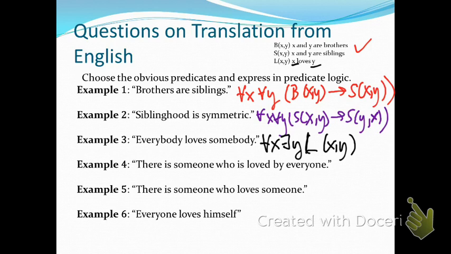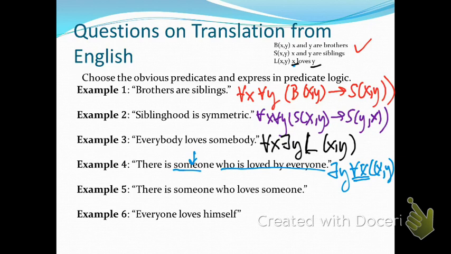The next one says there is someone who is loved by everyone, okay? Since the someone is the someone that's being loved, and X loves Y, we're going to start with there exists a Y, that for all X, L(X, Y). Again, the person that's being loved is the Y. So someone is being loved by everyone. The everyone, X, is the one doing the loving.